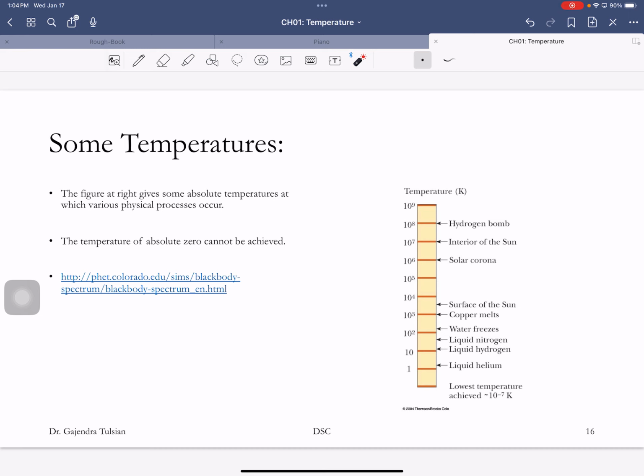So now that we've talked about temperatures, here are some temperatures that we have measured. The lowest temperature we have reached is probably about 10 to the minus 10 degrees Kelvin, so 0.1 nanokelvin. That's actually pretty amazing. That's probably the coldest temperature in the universe.